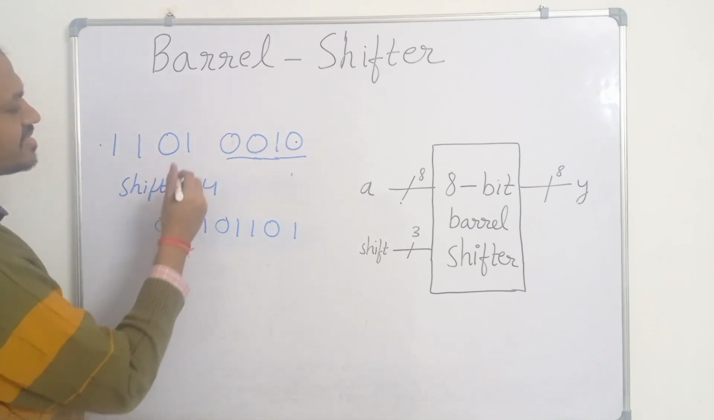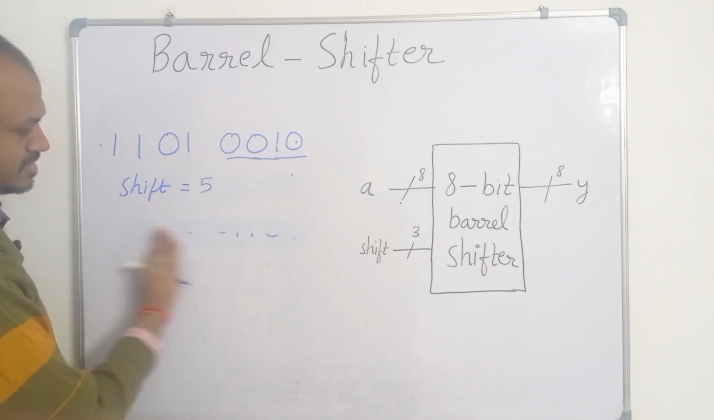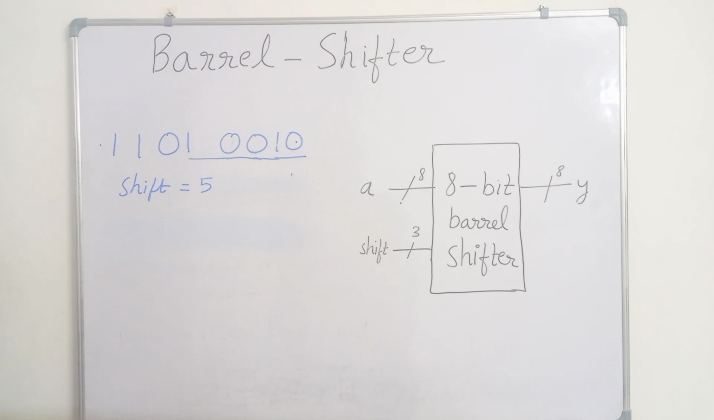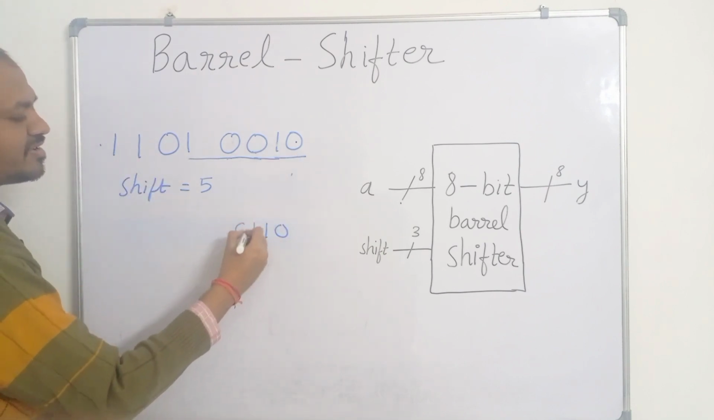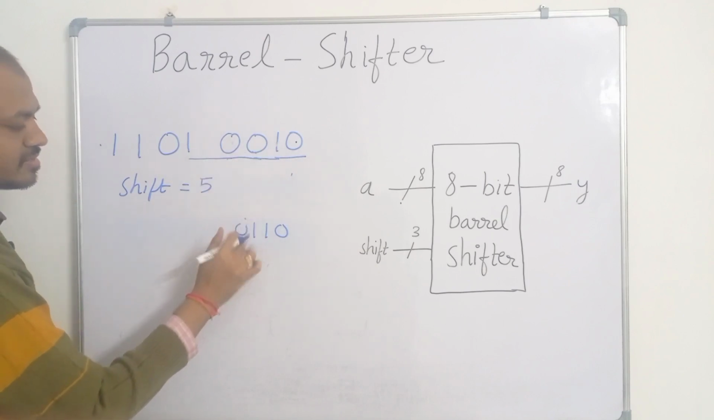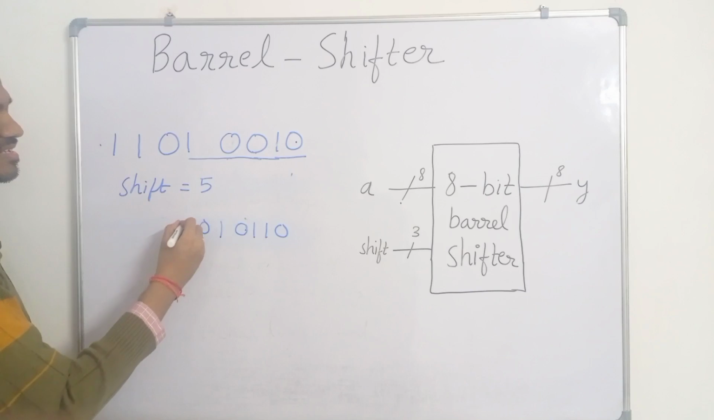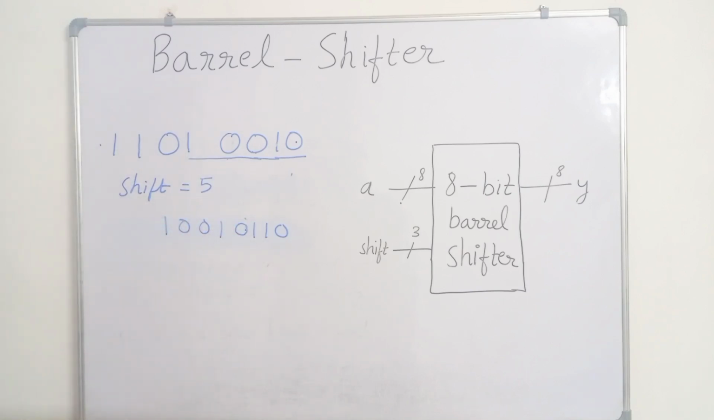Suppose this is equal to 5, then 5 bits will be shifted. So 1, 1, 0 will be written as it is. Then this 0 will be shifted, then this 1, then this 0, then this 0 and finally 1. So 1, 0, 0, 1, 0, 1, 1, 0. In this way the shifting will happen. So this is a very simple concept of a barrel shifter.